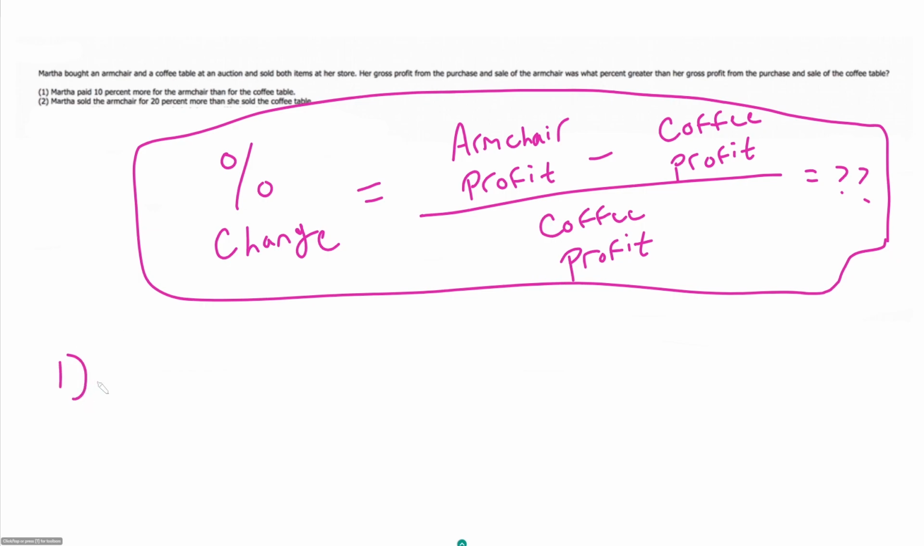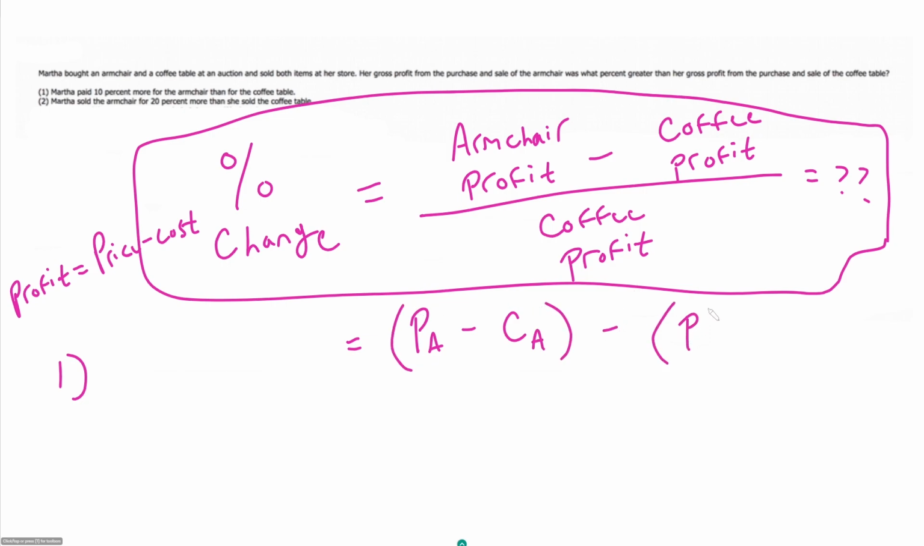Martha paid 10% more for the armchair than for the coffee table. So it looks like they are going to break down profit into its components. Profit is equal to revenue minus cost, or in this case, revenue is just the price she sold it for. And so we can rephrase our question by breaking it down into its components. So our percent change will be the selling price of the armchair minus the cost of the armchair, minus the selling price of the coffee table minus the cost of the coffee table, all over the price minus the cost of the coffee table.